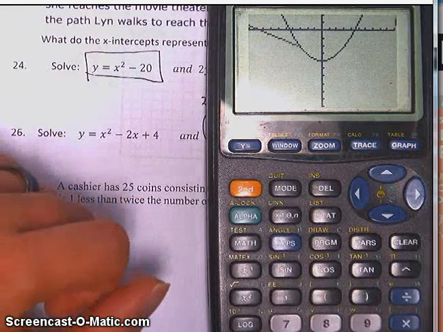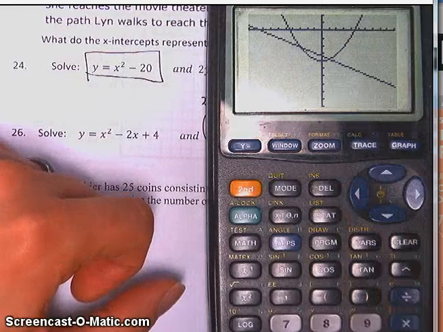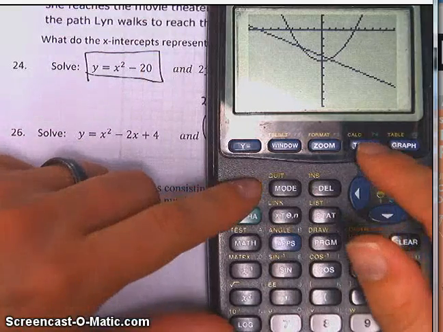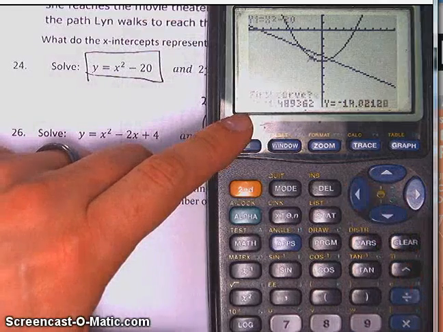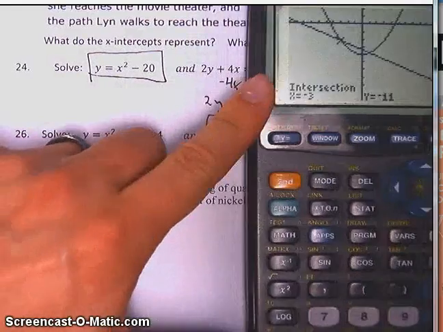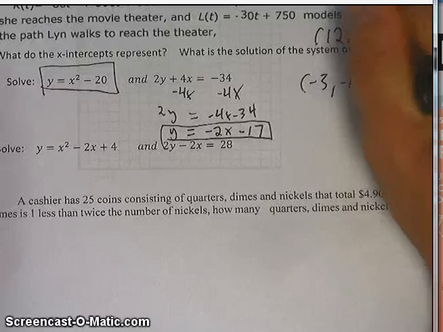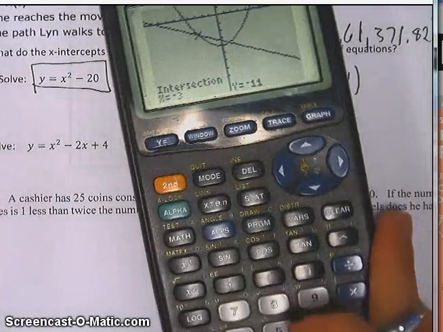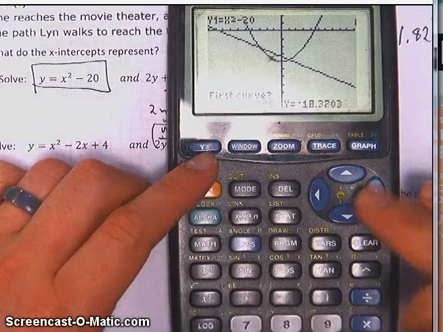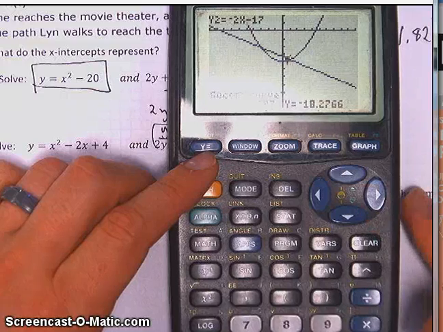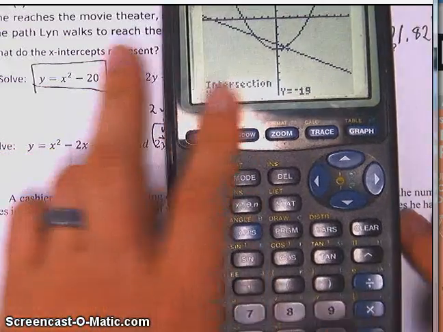And let's see if I can see it now. Okay, there's the parabola. And I can clearly see that this thing crosses the parabola twice. So I have two solutions. Let's figure out what they are. Second trace 5, move my spider over, enter, enter, enter. So the first solution is negative 3, negative 11. And to get the other one, I'm going to do second trace 5, move the spider over closer to the other one, enter, enter, enter. And that's going to be x equals 1, y equals negative 19.